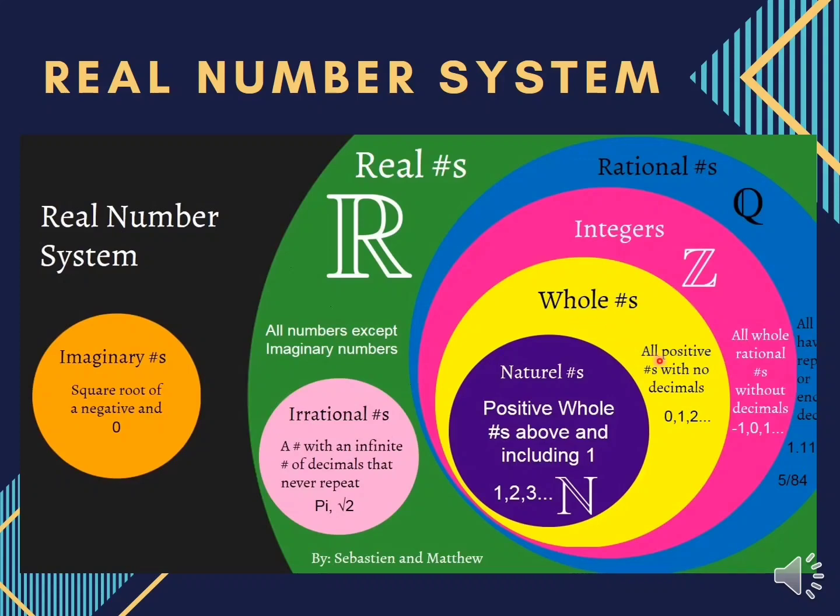Whole numbers are all positive numbers with no decimals, just like 0, 1, 2, 3, 4. While we also have natural numbers. Natural numbers are all positive whole numbers above and including 1, just like 1, 2, 3, 4, 5, and so on. These are also called counting numbers. This is the real number system.